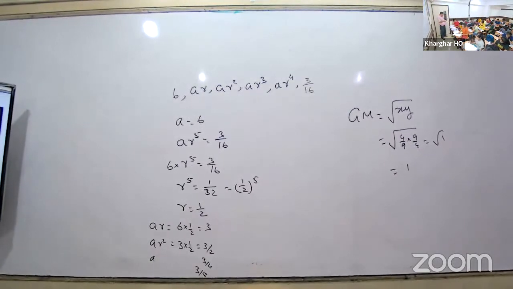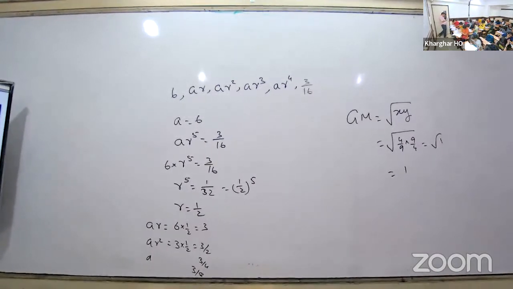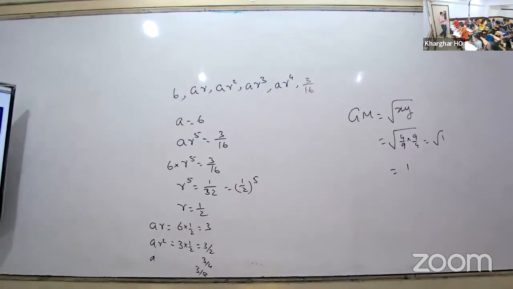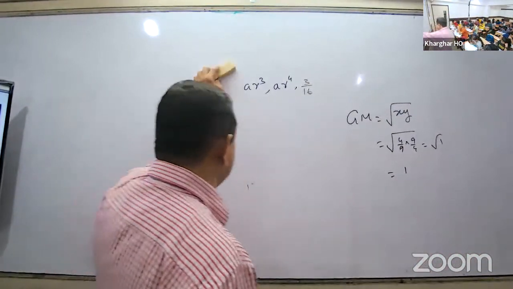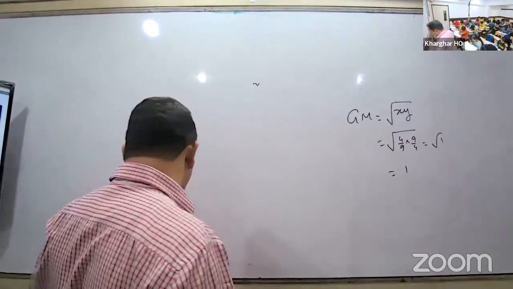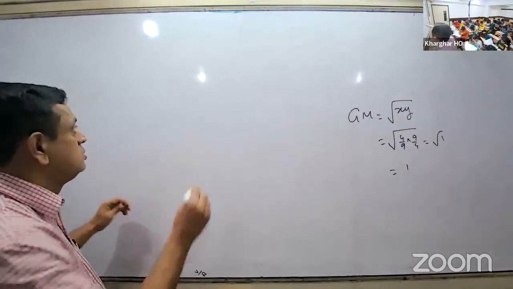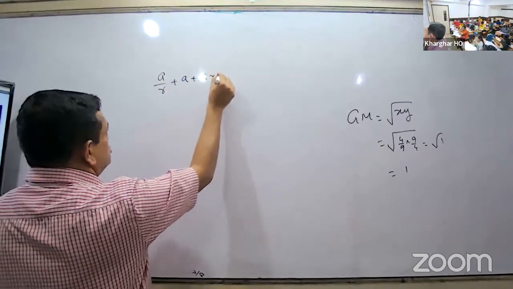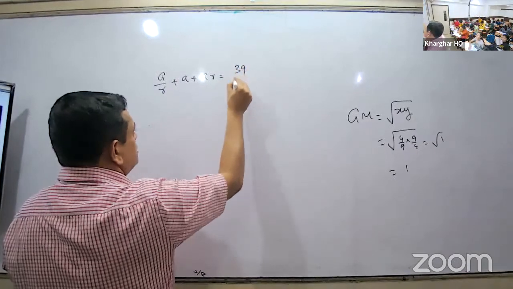The sum of three numbers in GP and their product is given; find the numbers. So how do you take three numbers in GP? Let the three numbers in GP be A by R, A, AR. Then the sum A by R plus A plus AR is equal to 39 by 10. Condition 1.